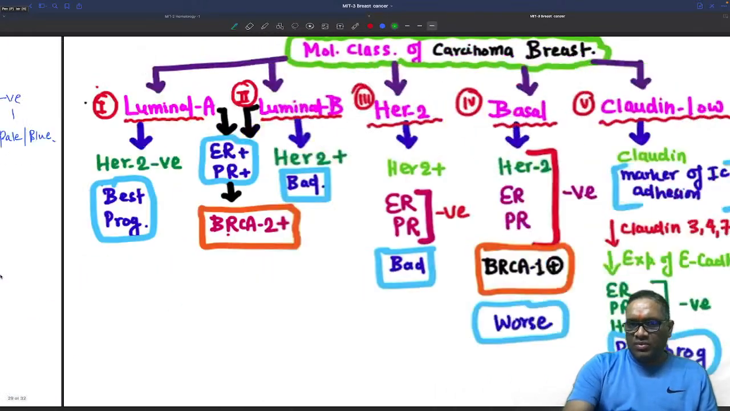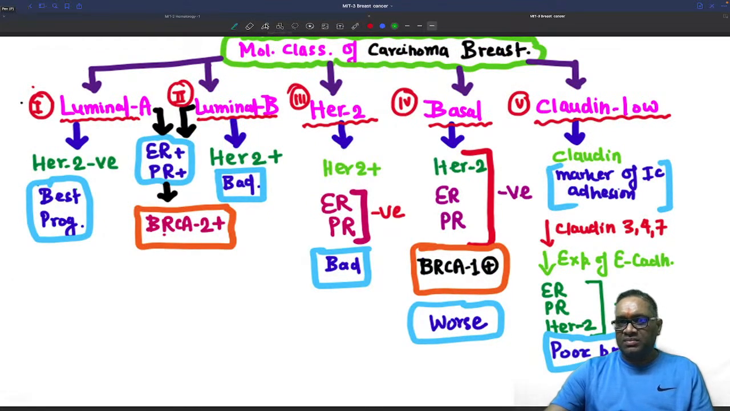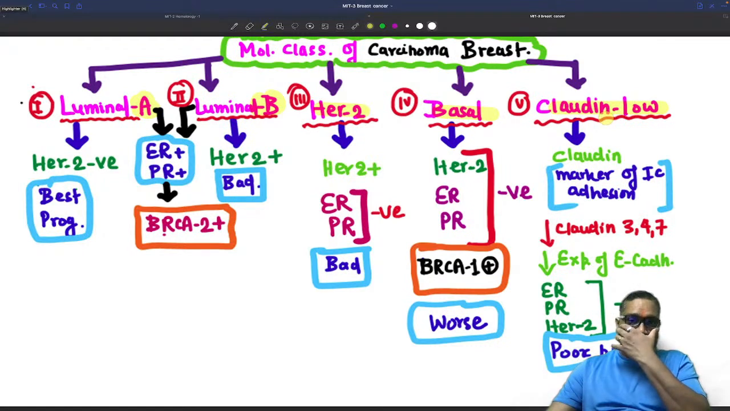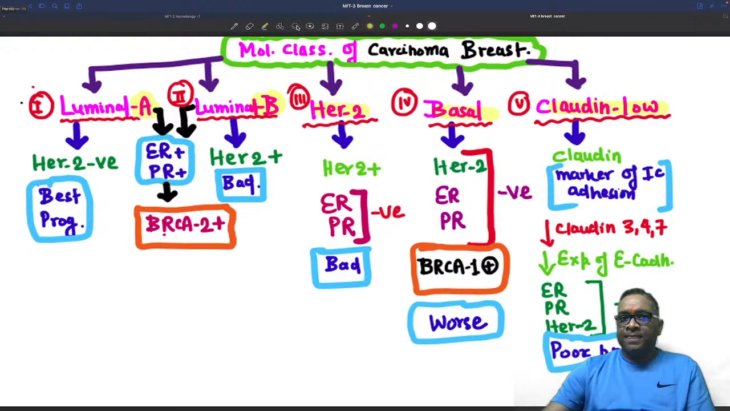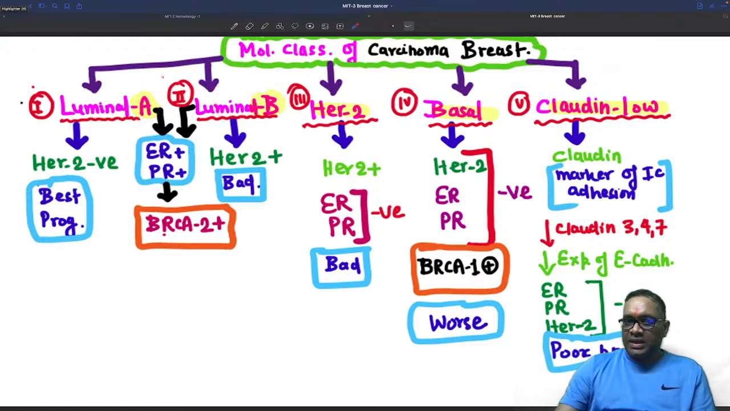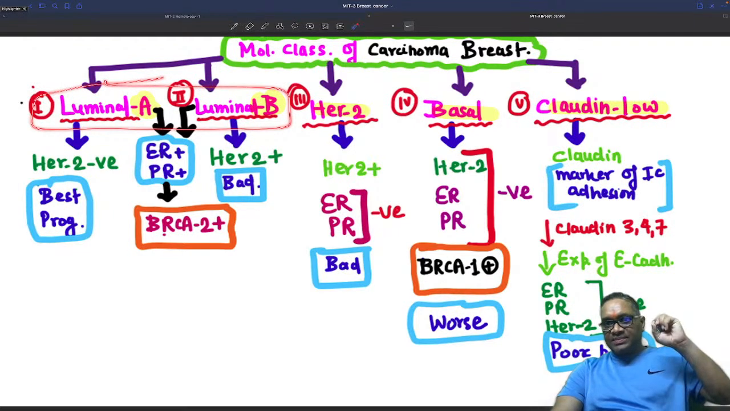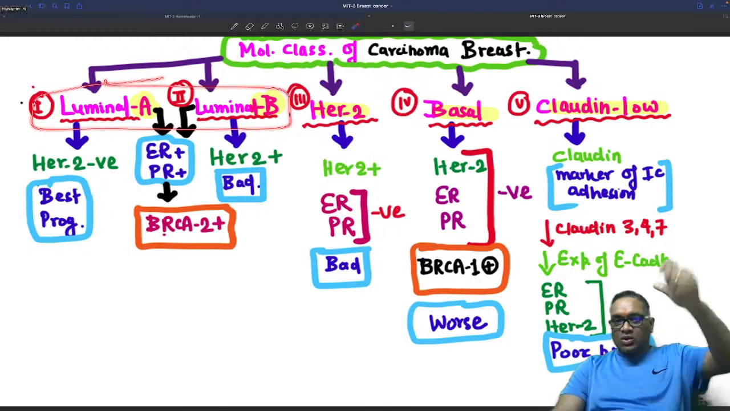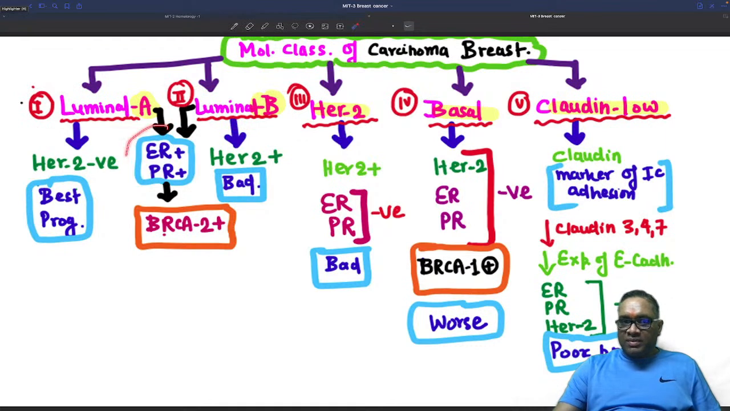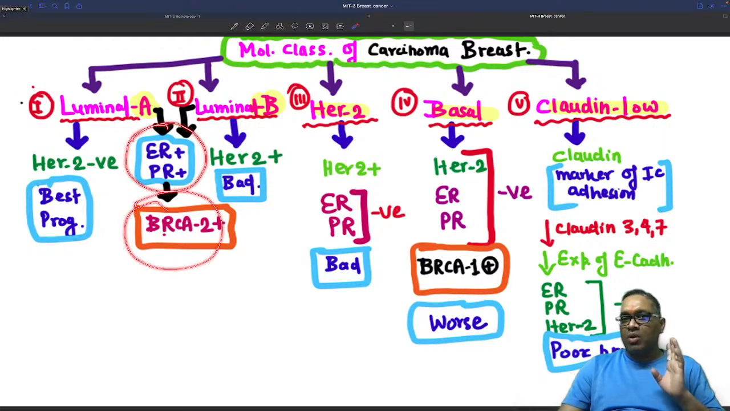Right, so now I am going to show you the molecular classification of the breast cancer. As I said, there are 5 groups: luminal A, luminal B, HER2, basal, Claudin low. So these are the 5 groups of the molecular classification of the breast cancer. In that, first you will see luminal A and luminal B. What is common to both of them? Both are luminal. One is A, one is B. Common to both of them is both are ER/PR positive and both are BRCA2 positive. That is very, very important.